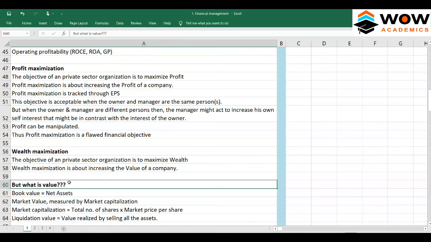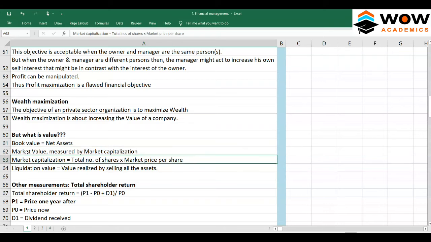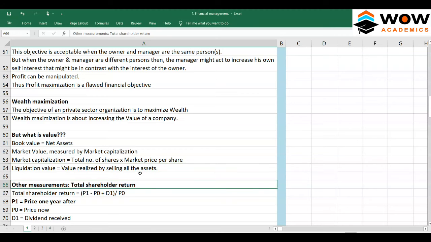Value can be measured in different ways. We can measure it as book value: the total amount of assets that your company has, deduct the liabilities, and you get your book value. Or you can measure it through market capitalization: what is the value your company has in the market? Or liquidation value: the value you realize by selling all the assets. Assume the entire company has sold all its assets, how much value do you still have? That's the concept here.